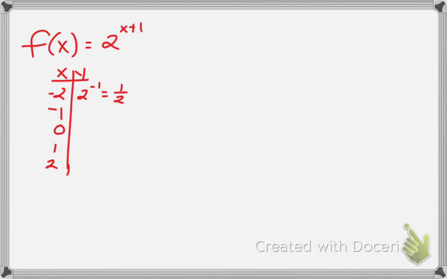Good. If I do -1 plus 1, which is 0, that gets me to 2 to the 0, which is 1. When I plug in 0 for x, I get 2 to the 1, which is 2. When I plug in 1, I get 2 squared, which is 4. When I plug in 2, I get 2 to the 3rd, which is 8.